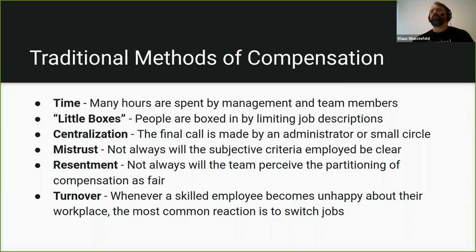In traditional methods of compensation, or when we want to share bonuses, we spend a lot of time with management and team members in these appraisals. We try to put people into little boxes, limiting their job descriptions. The final call is made by an admin or a small circle. Mistrust. Not always will the team perceive the partitioning of compensation as fair. If we don't do the bonus split properly, many people will have resentment, and the effect in the end is turnover. When a skilled employee becomes unhappy, the most common reaction is to switch jobs.